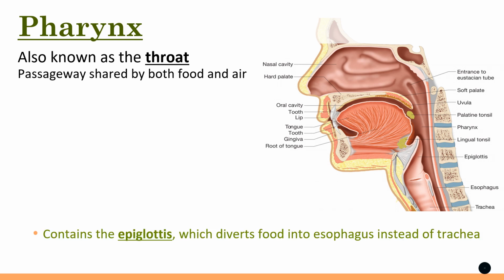The pharynx is commonly referred to as the throat. This is going to be a passageway that is shared by both food and air. And you should remember from the respiratory lectures last week that it is going to contain the epiglottis. The epiglottis, remember, is that little flap that flaps down to cover whenever food is passing through there so that we don't end up with food aspirated into our airway or something like that. It will push food into the esophagus instead of into the trachea.